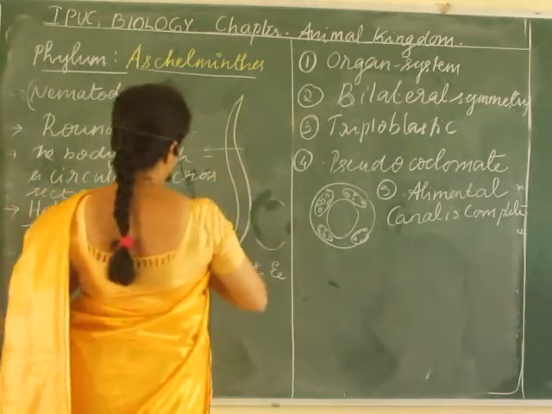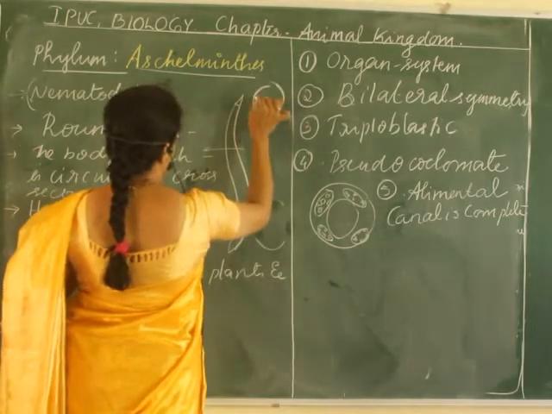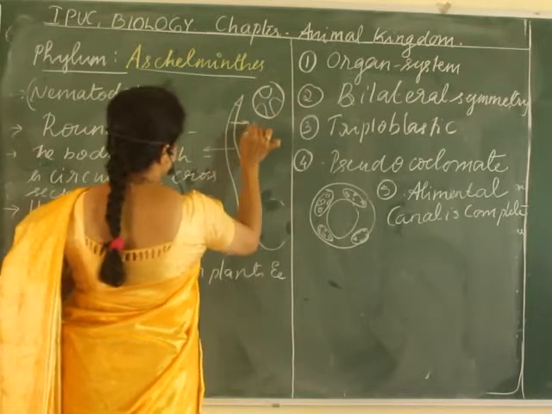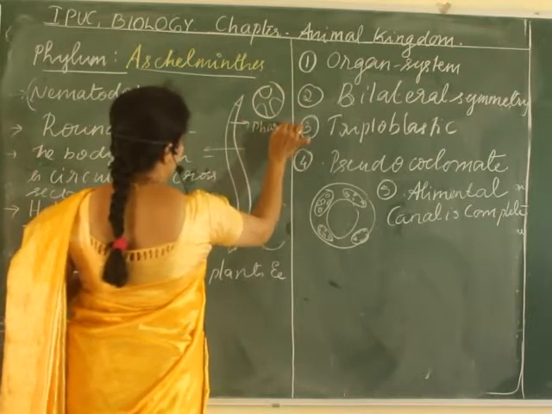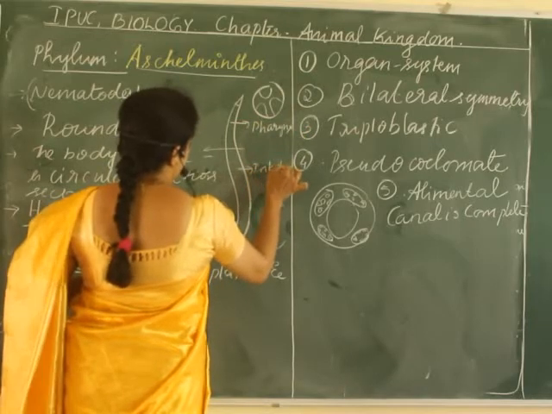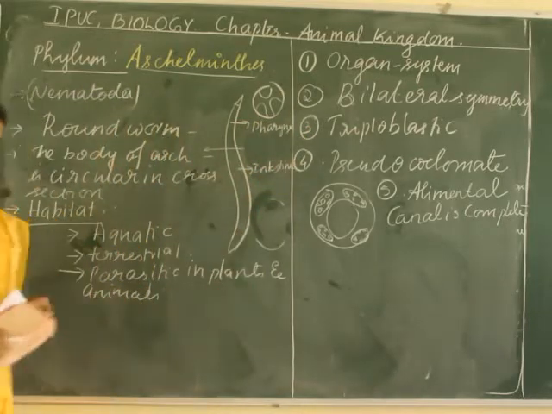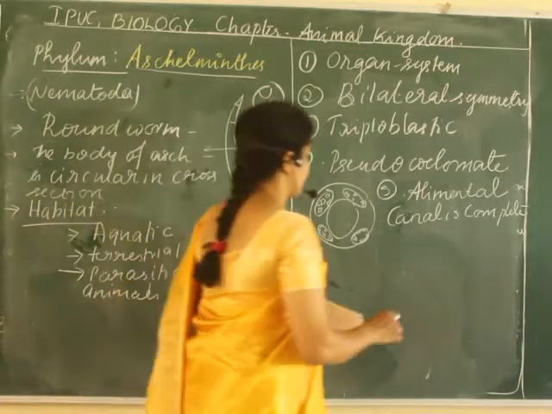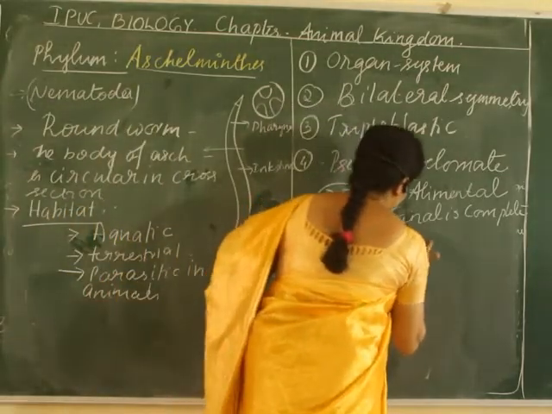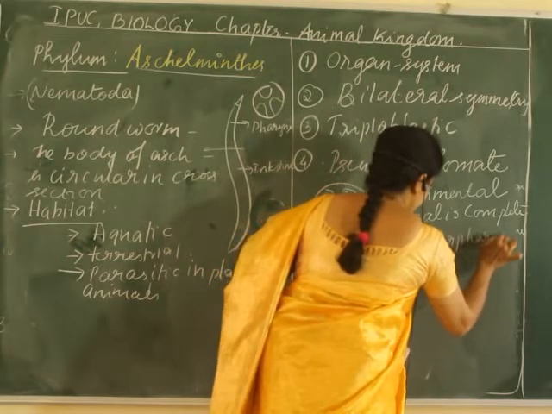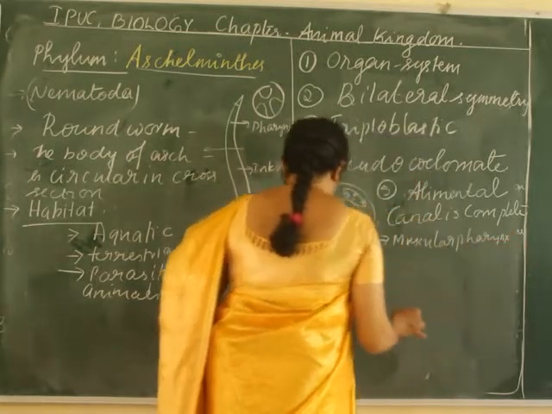Okay, so here they have the mouth surrounded by the lips. Then there is a muscular pharynx also. Then the intestine is also seen in their alimentary canal. So the alimentary canal is complete with the muscular pharynx. What are those? They have a muscular pharynx. Then the intestine is also found in that.